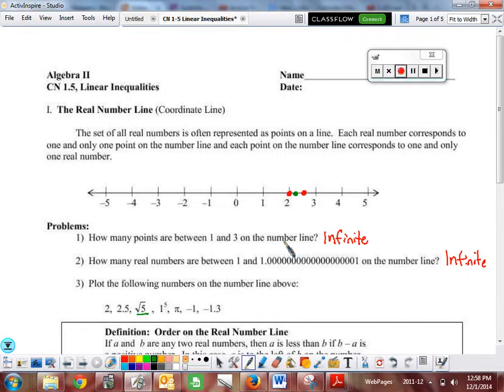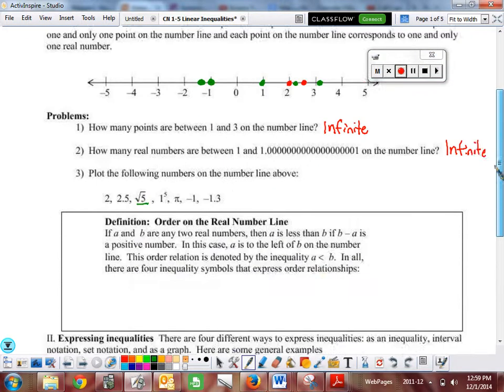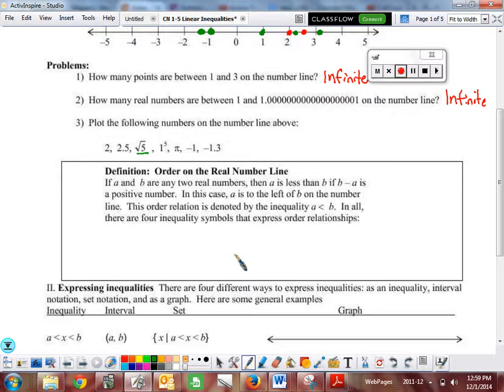1 to the 5th. Oh yeah, that's 1. Doesn't really matter if I add a power onto it. Pi, 3.14-ish, so somewhere over there. -1 and -1.3. Where should I put -1.3? Left or right of -1? Left of -1. Understanding your negative numbers and knowing that the bigger, quote-unquote, negative numbers are more to the left, so -10 is smaller than -5, that kind of stuff. That there is order on the number line, so we do want to pay attention to that.